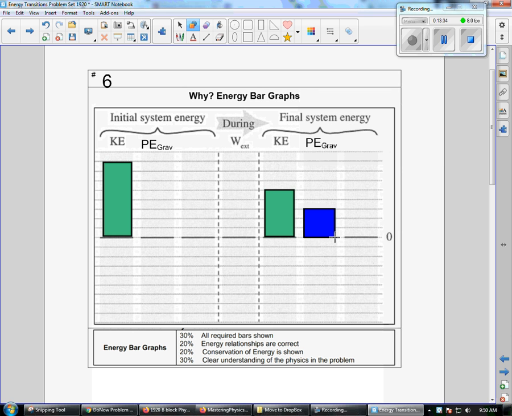No external work because there's no air resistance, or God didn't come down and push it with his hand, or someone didn't catch it and rethrow it or something like that. Yeah, so that would be it. Kinetic energy at the beginning, some kinetic at the end, potential energy grab.